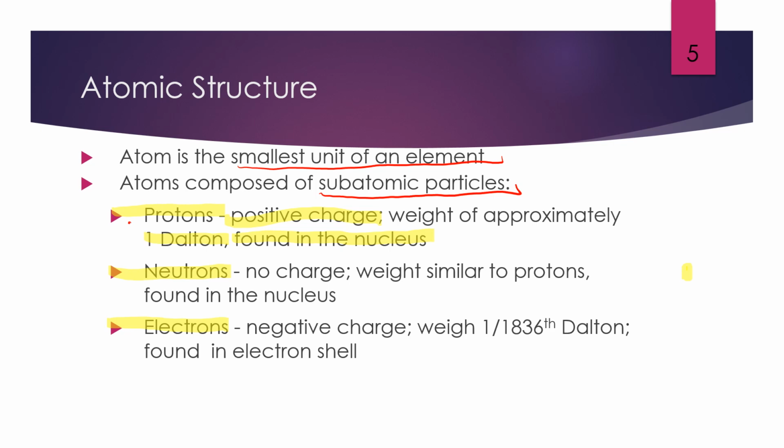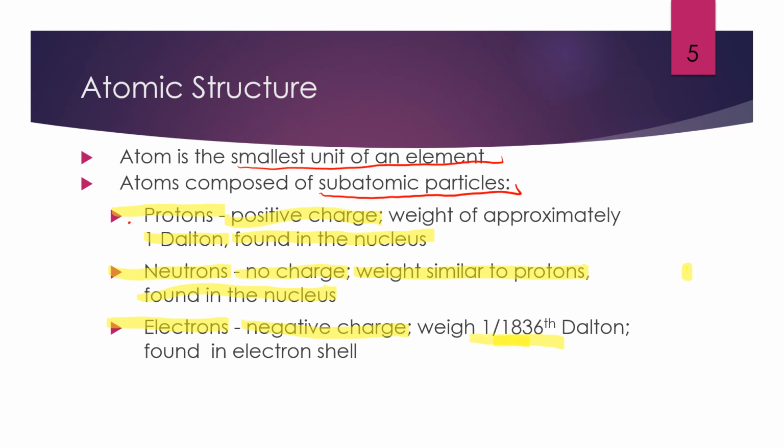Neutrons, as you can guess from the name, are neutral. That is, they don't have a charge. They weigh about the same as a proton, and they're also in the nucleus. The third type are electrons. Electrons have a negative charge, opposite and equal to the positive charge. They have a very, very small weight. So a proton is 1 Dalton, a neutron is 1 Dalton, an electron is 1/1836 Dalton. So we ignore the mass of electrons when we're considering the mass of an atom.